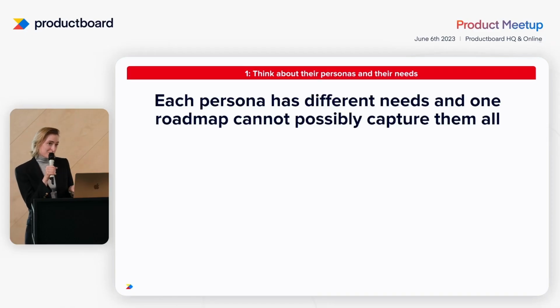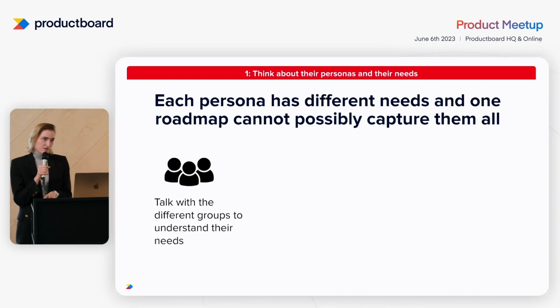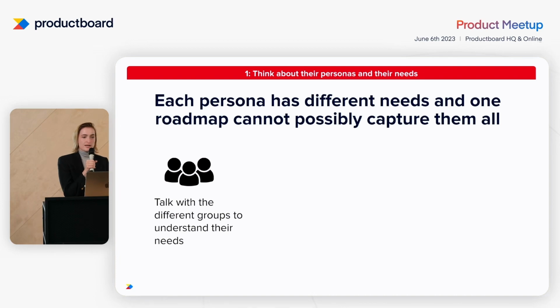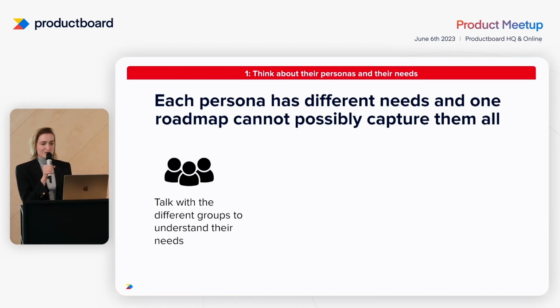So the lesson here is that each persona has different needs, and one roadmap cannot possibly capture them all. I hear a lot from customers that they want to have only one roadmap that should have everything. I think, yeah, no, don't have one roadmap. It's not possible to have such different needs captured in one roadmap. So when you think about the different personas, I would almost approach it as a mini discovery, right? Like you talk to your customers to learn about their needs and you ask questions, so do the same with your personas.